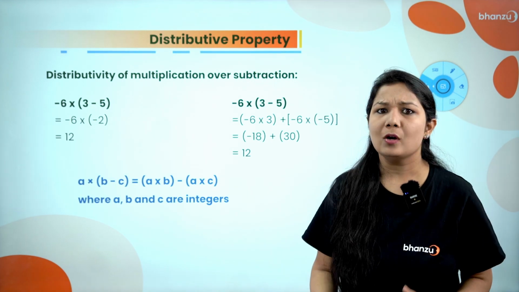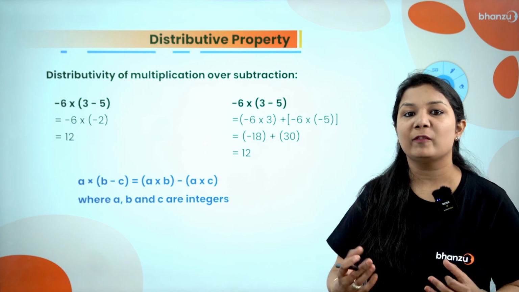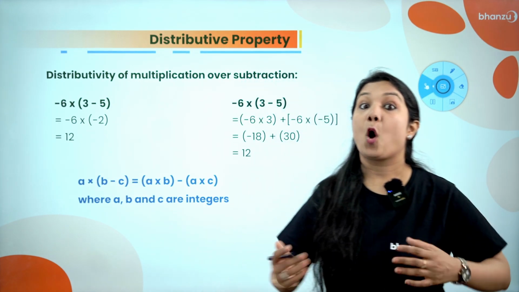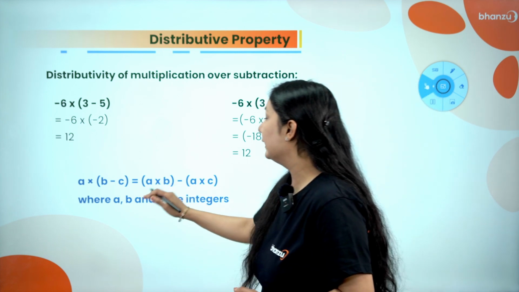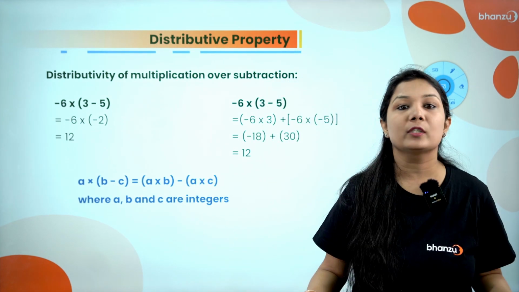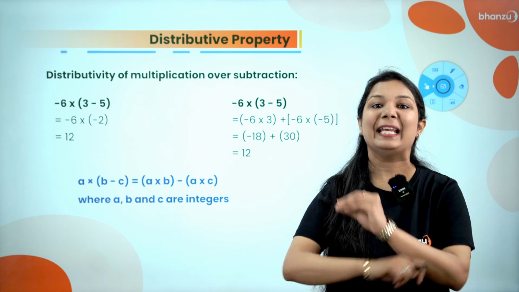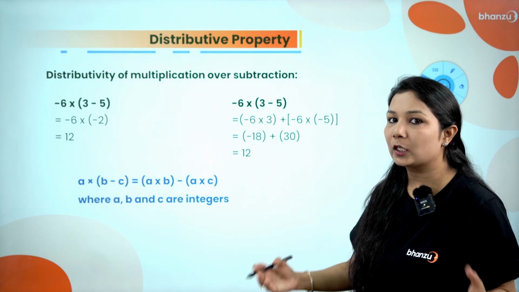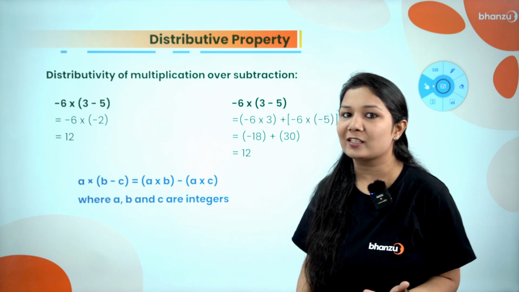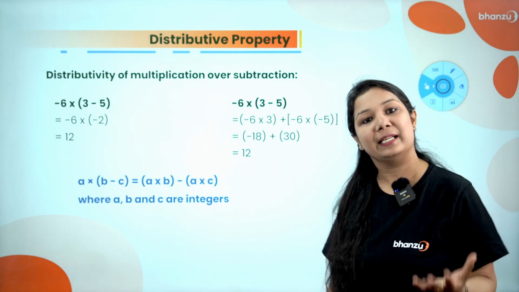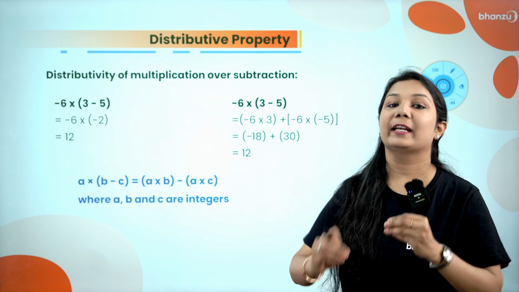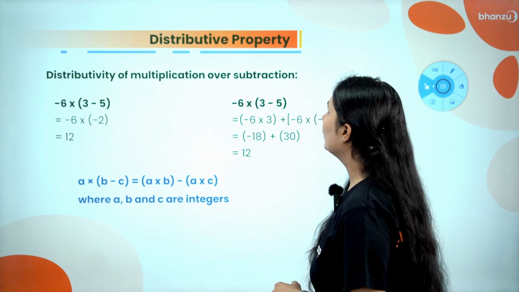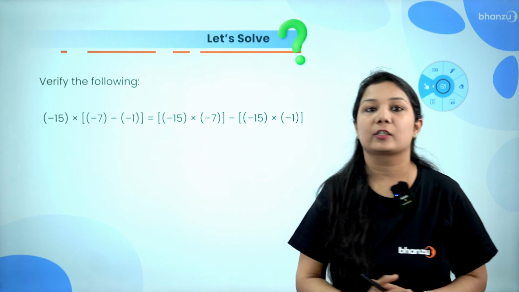If it's true, then the general statement which we are going to use is A into B minus C would be equal to A into B minus A into C, where A, B, C can be any of the integers. Got it? Trying to recall, when I say any of the integers, it can be positive, it can be negative, it can be 0. So you can try out with any 3 integers out there. So moving ahead, let's do a practice question on this.